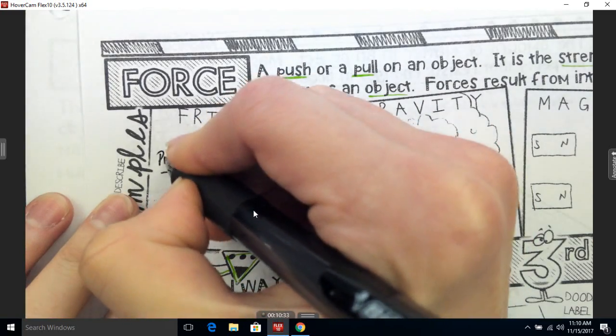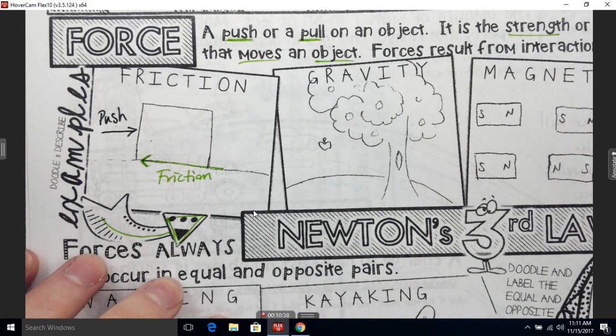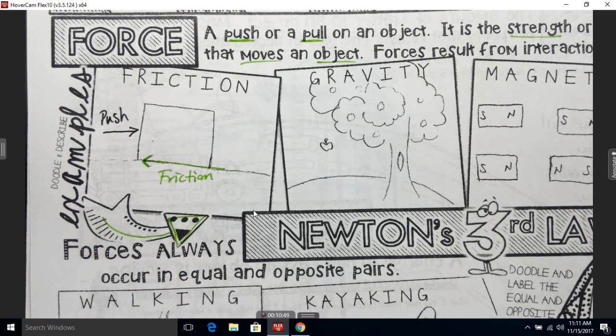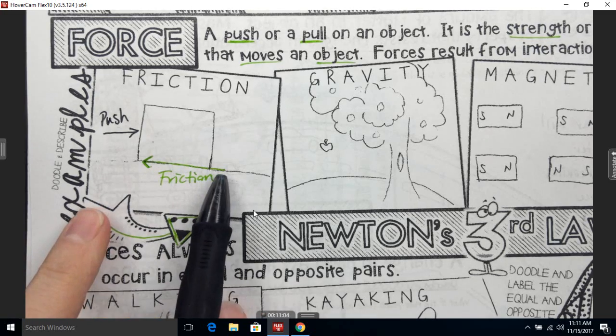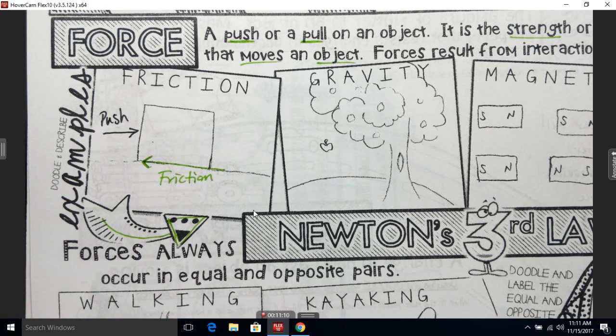If this is my push, what happens? I don't have a pull. Okay, so we don't understand. Y'all, vectors, you have to look at the size and the direction of the force. So I have a vector right here, and I have a vector right here. It's not going to move. Who doesn't understand?